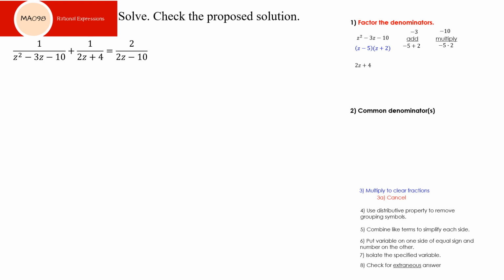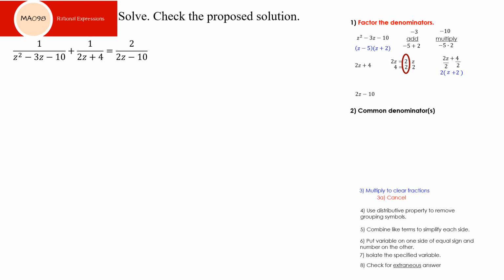2z plus 4. Well, now we have to find the common factor. 2z equals 2 times z, and 4 equals 2 times 2. When I circle my common factor, or greatest common factor, I end up with 2. So I put a 2 with the parentheses, I divide each term by 2, and I end up with 2 times z plus 2.